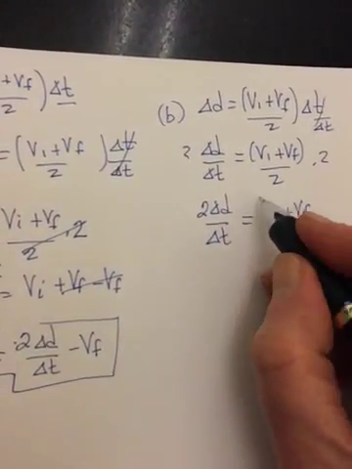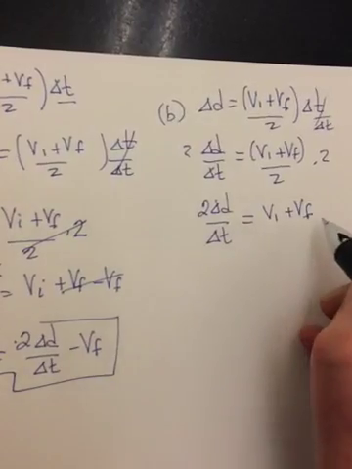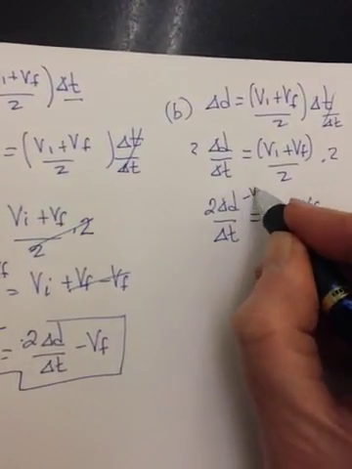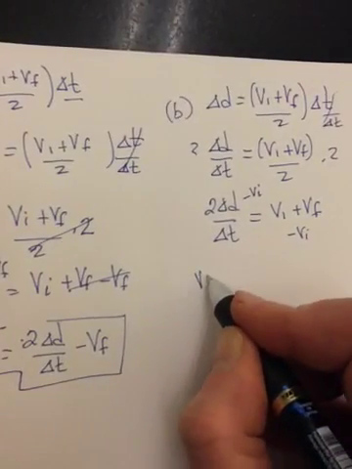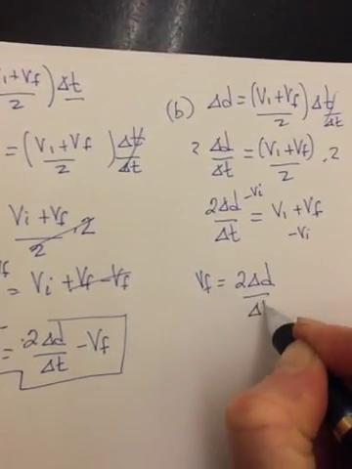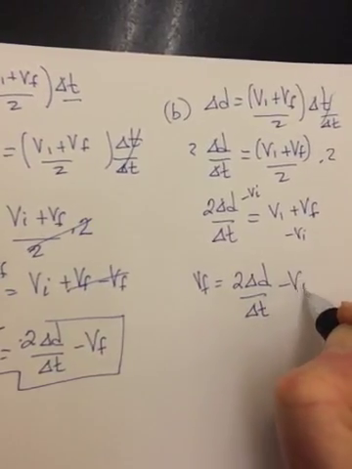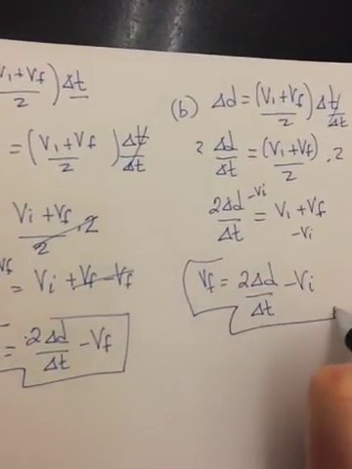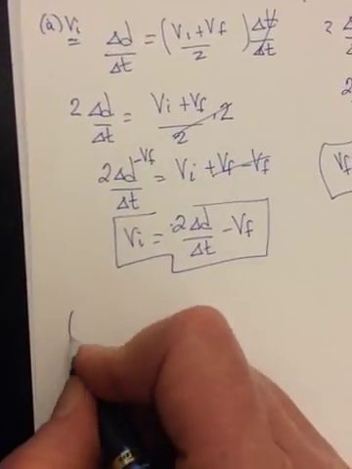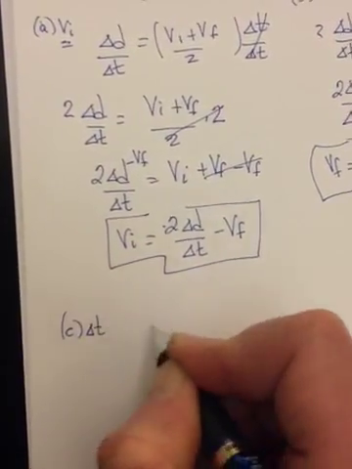Now we want the VF alone. You need to get rid of the VI. It's added to the VF, so you need to subtract it. And so it becomes VF is equal to 2 delta D over delta T minus VI. B is done. C wants you to rearrange for delta T.